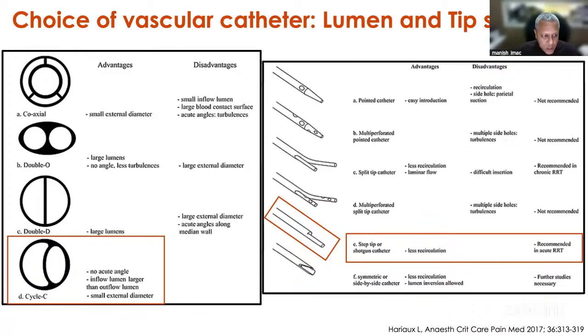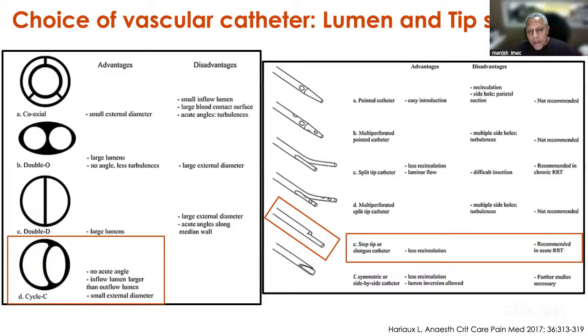So amongst the various shapes that I have shown here, the more commonly used ones are the double D, which is the third from the top, or the cycle C catheters. And the cycle C catheters are probably the best choice because they have no acute angle. Their inflow lumen, you can see, is a bit larger than the outflow lumen. And because generally the walls are a bit thinner as compared to the double D catheters or the double O catheters, they have a small external diameter.